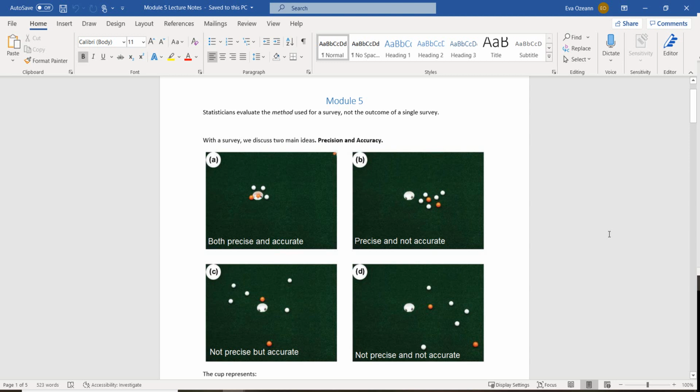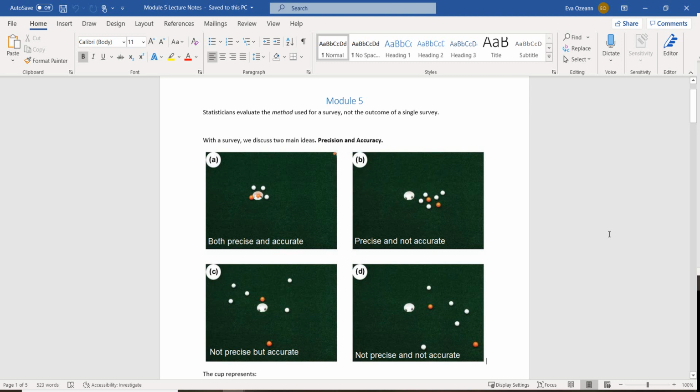Module 5, we're going to be talking about methods for surveys. When we create a survey, we want to get the best sample that's going to represent our population. Remember, we want to talk about the method used for the survey, not the outcome of a single survey.